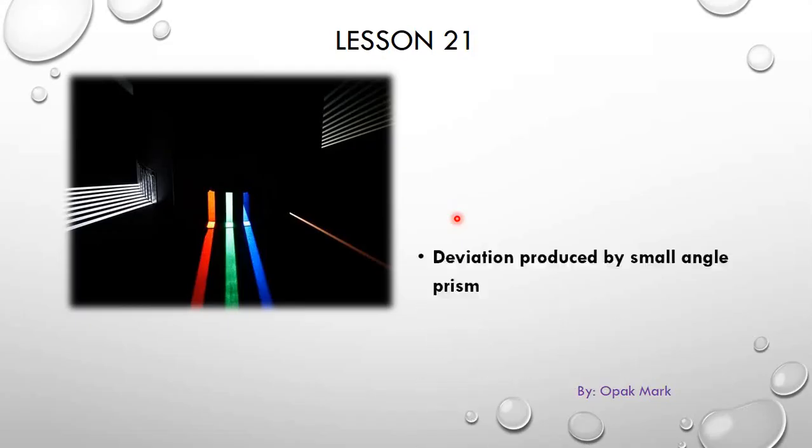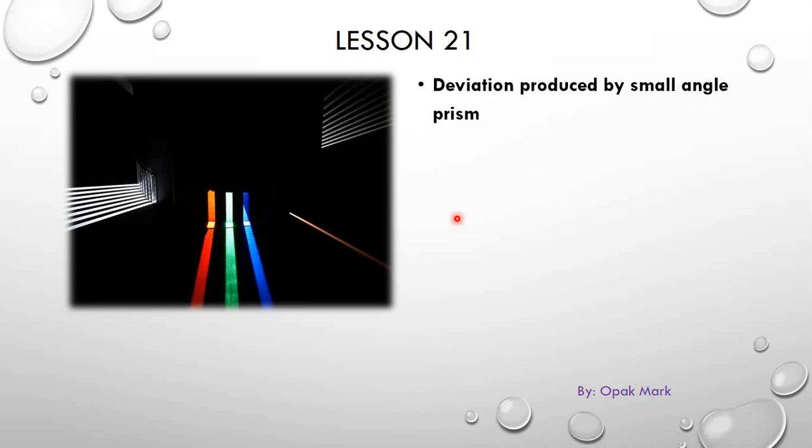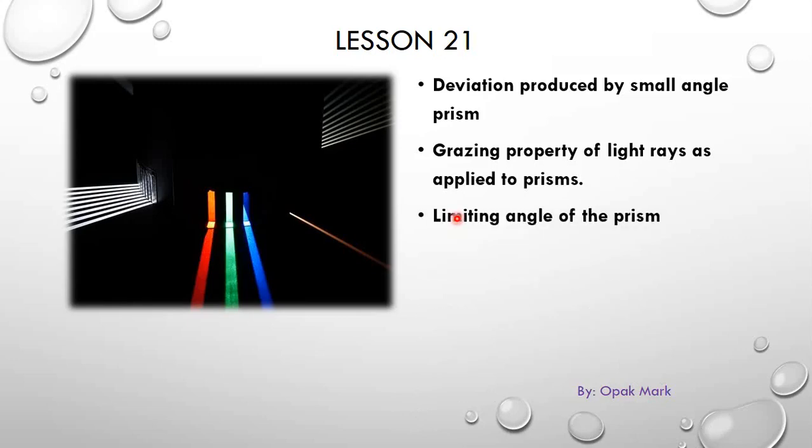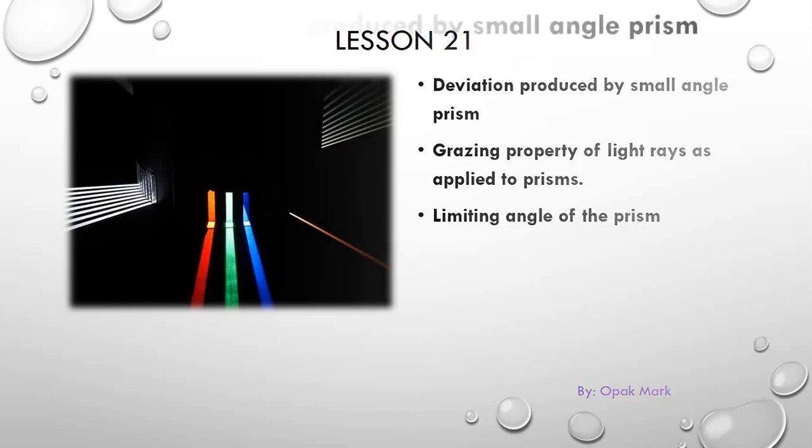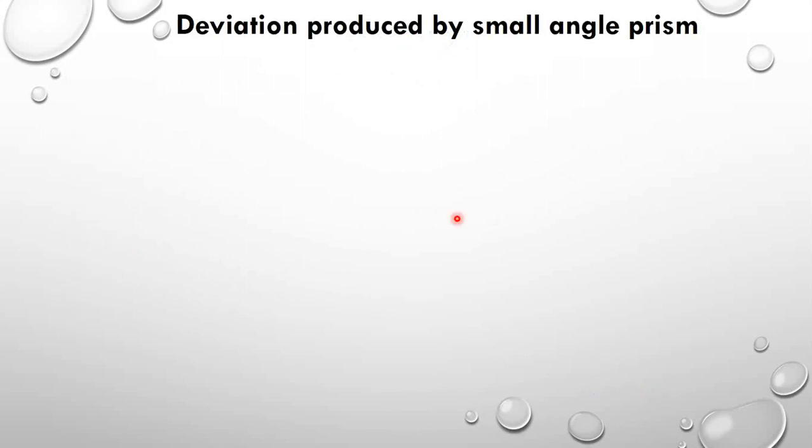In this lesson, we are going to look at deviation produced by small angle prism, grazing property of light rays as applied to prisms, and then limiting angle of the prism. Let us begin by looking at the deviation produced by small angle prisms.